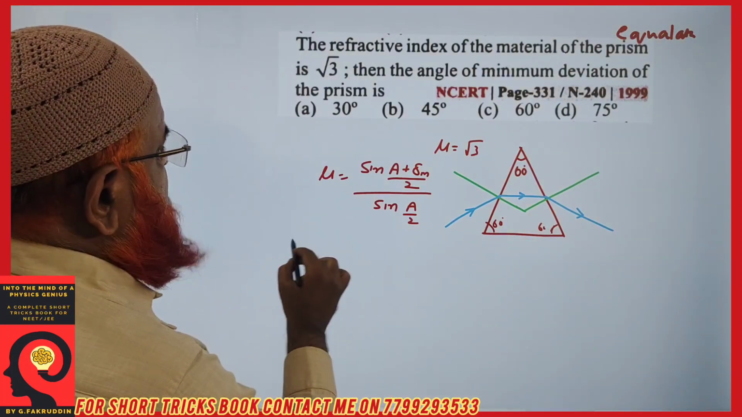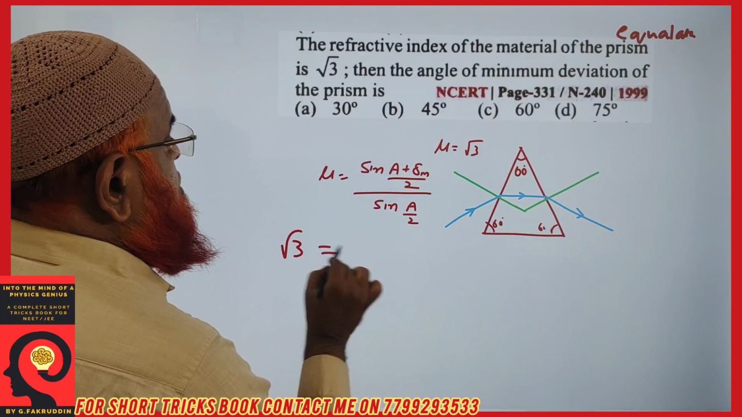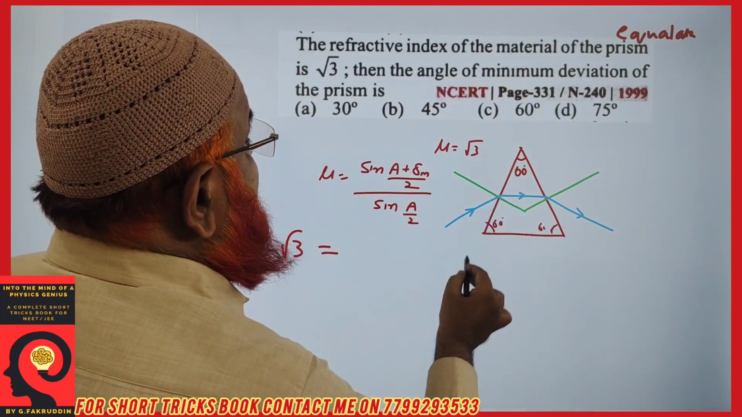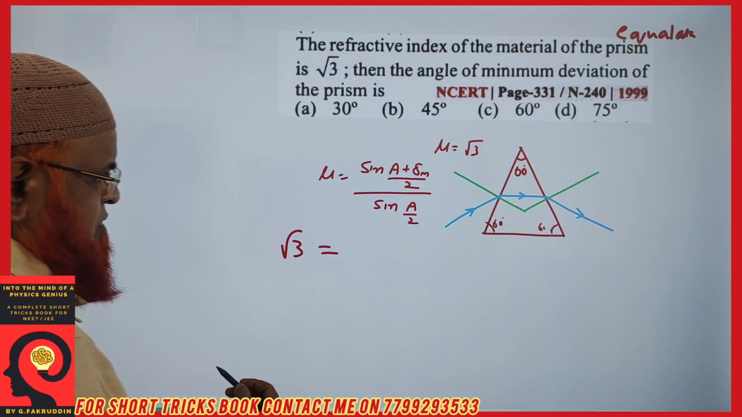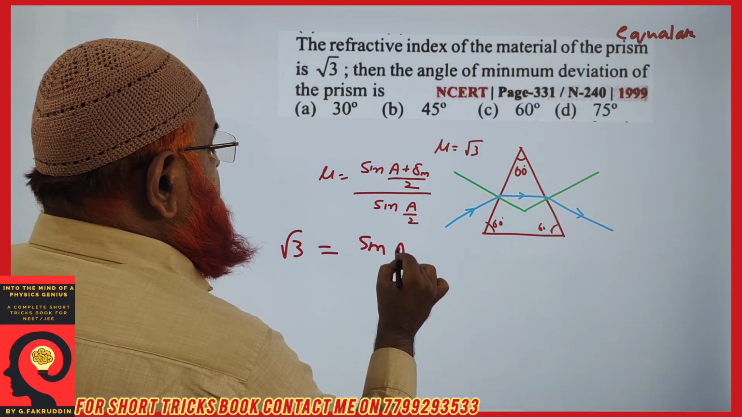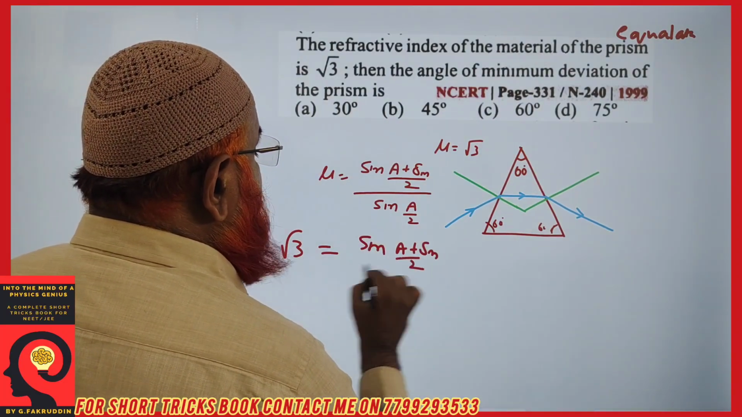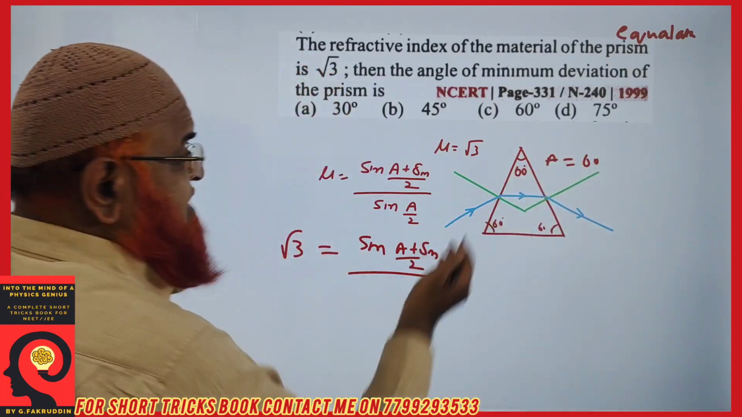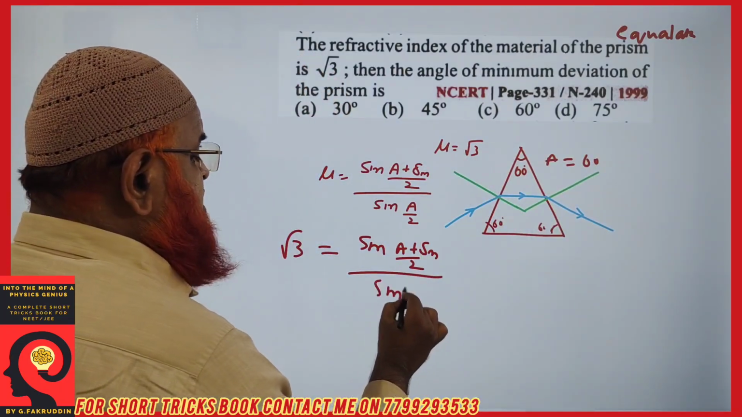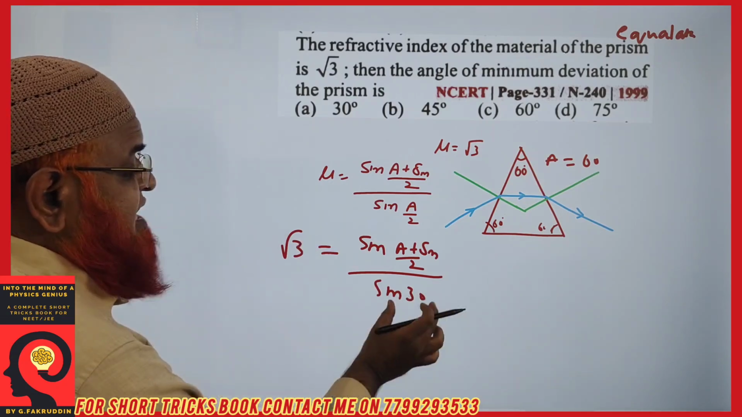Now here, the refractive index is √3. You have to find the minimum deviation of a prism. So mu equals sine of (A plus delta m) by 2 over sine of A by 2. Here A is 60 degrees, the angle of the prism is 60, which means this is going to be sine 30. Sine 30 is 1 by 2.